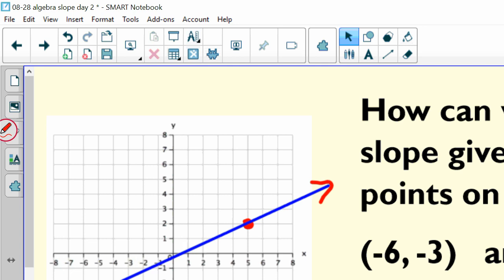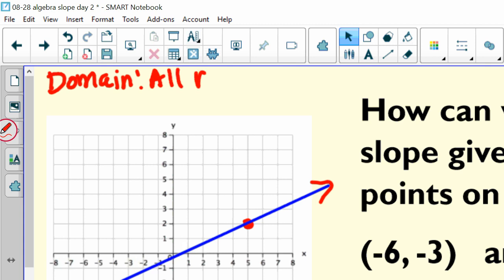Okay, so let's talk about some key features of this linear function. So first, why don't we talk about my domain and range? My domain, the way I drew it, with arrows on the ends, it continues. So my domain for this linear function is all real numbers, because all my x values are included. It's going to continue on forever.